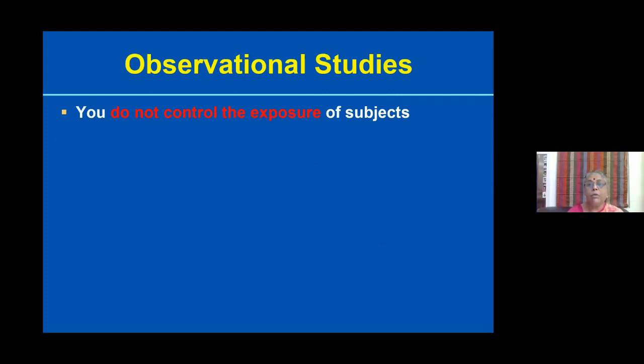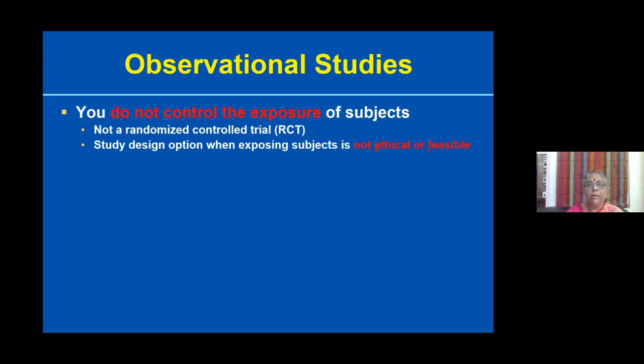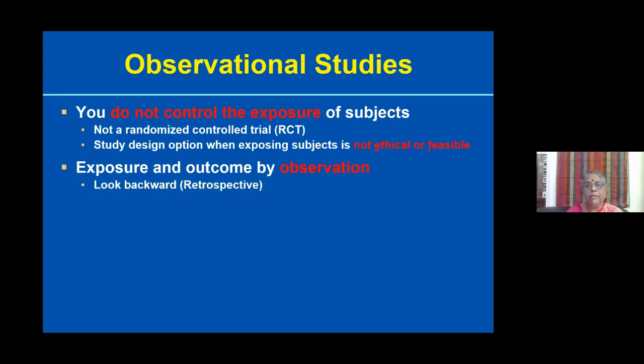Because the researcher is only observing and not intervening actively, the researcher has no control over the exposure of the subjects, as you have in randomized controlled trials. So when a randomized controlled trial is planned and you see that it would not be an ethical or a feasible study, then you would always want to do an observational type of study. What we do is record the exposure and outcome only by observation, not by actively intervening.